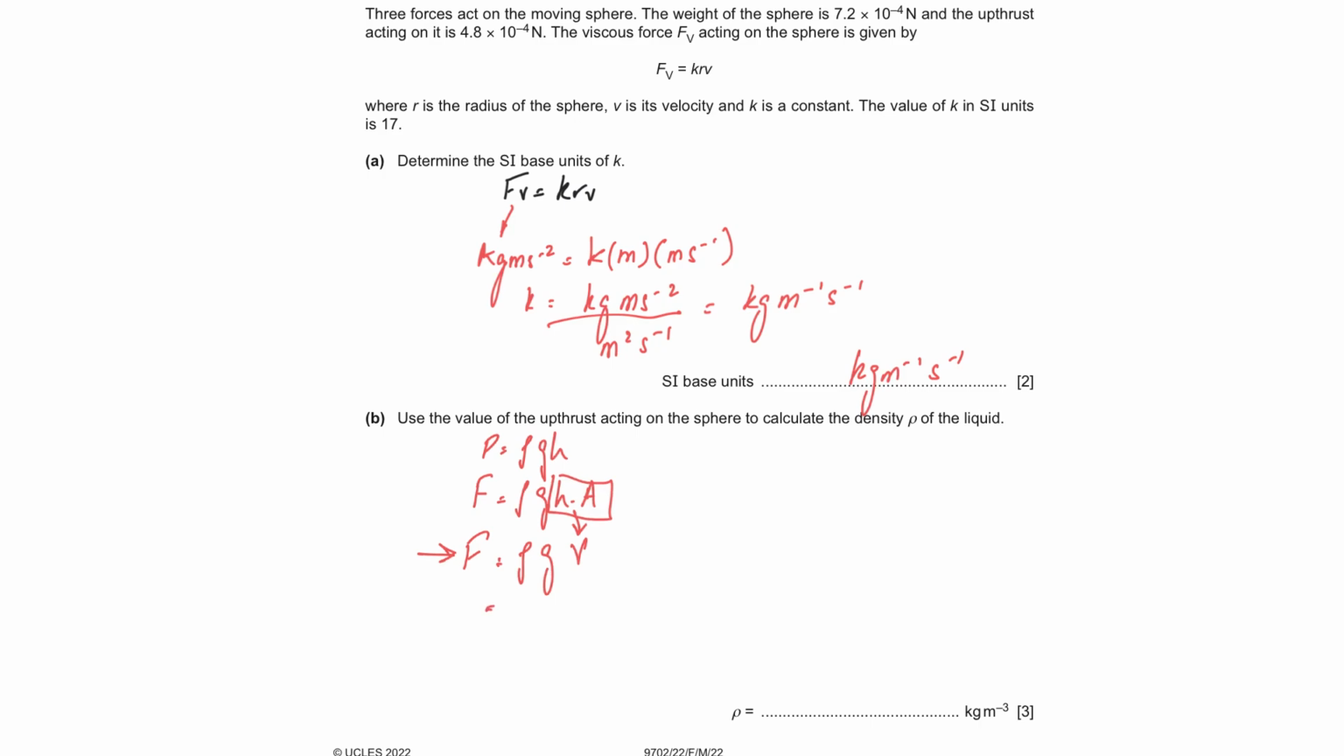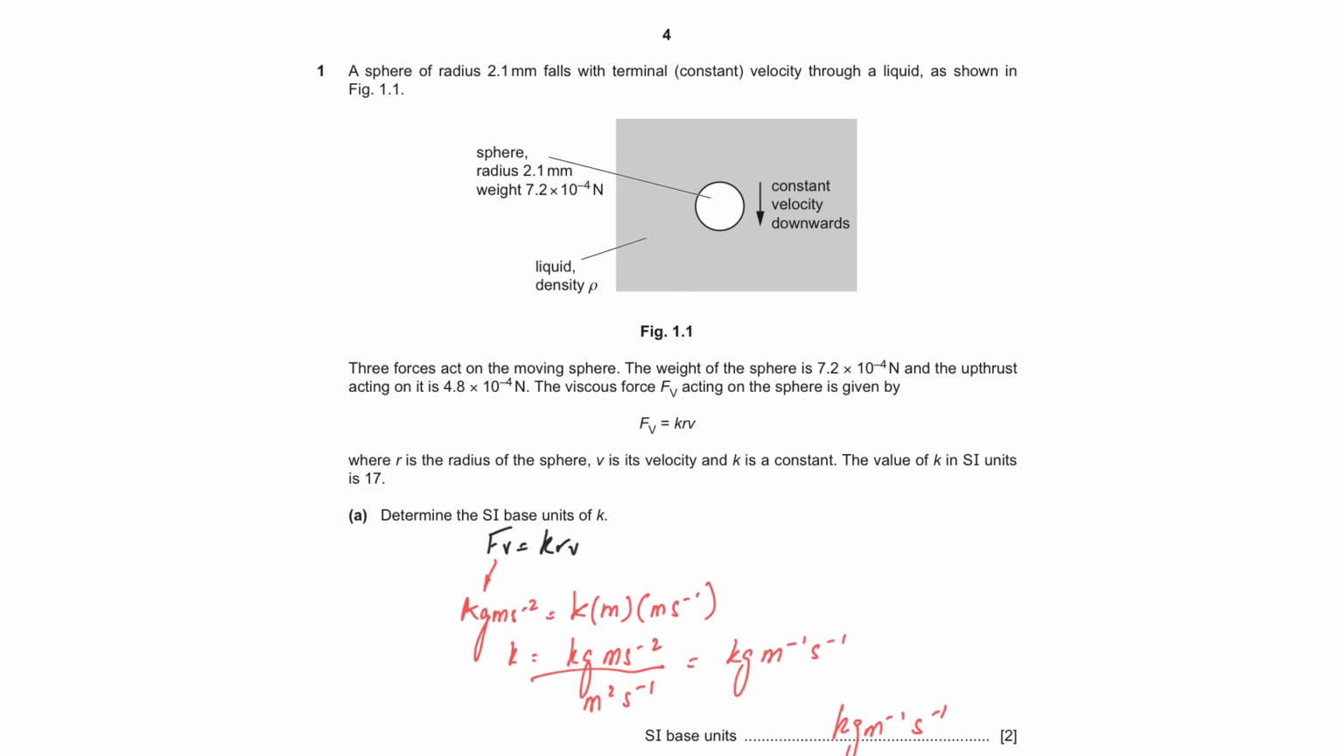What do we have here? We have the upthrust force given in the question as 4.8 × 10^-4 newtons. The rho is an unknown, G is 9.81, and V here, which is the volume of the sphere, can be found using the formula volume is equal to 4 over 3 pi r cubed. 4 upon 3 pi, the radius of the sphere, as given in the question, is 2.1 millimeters.